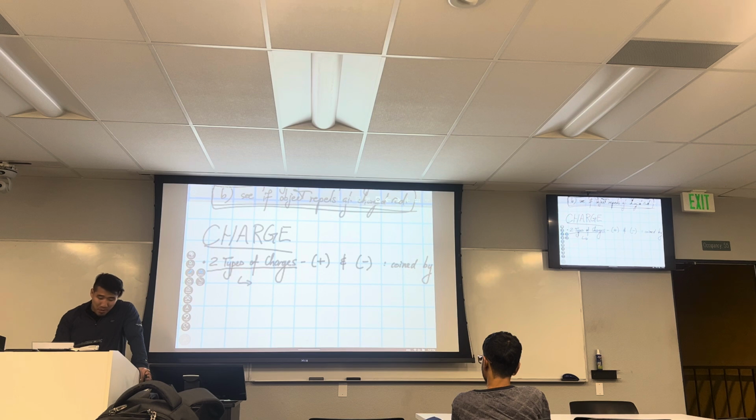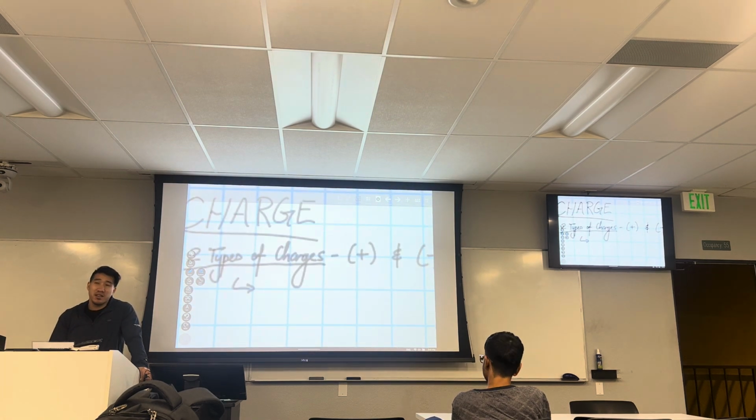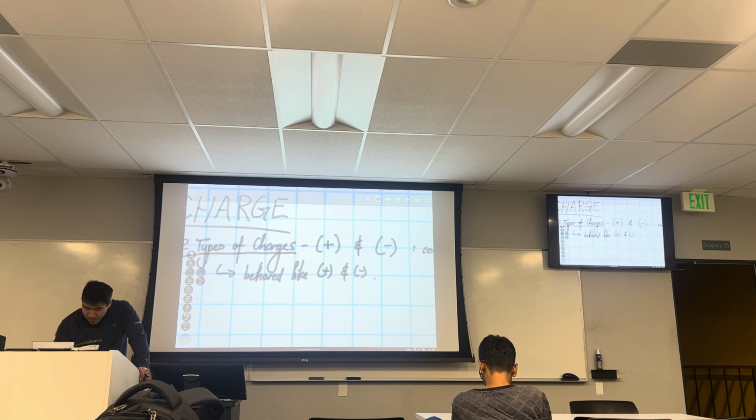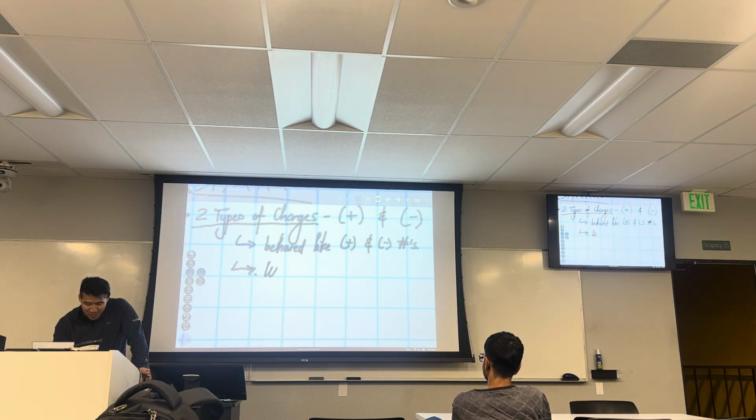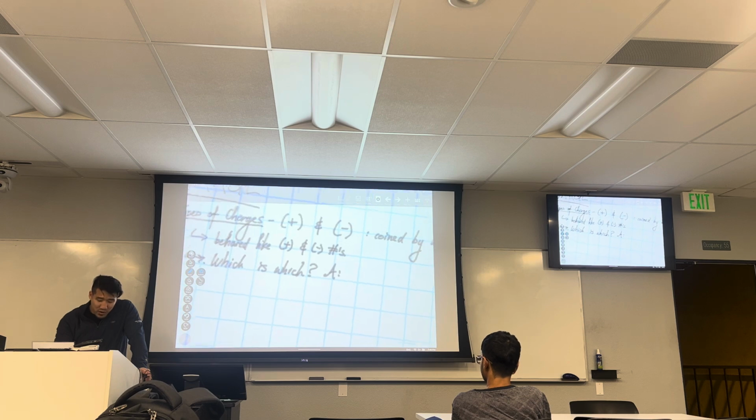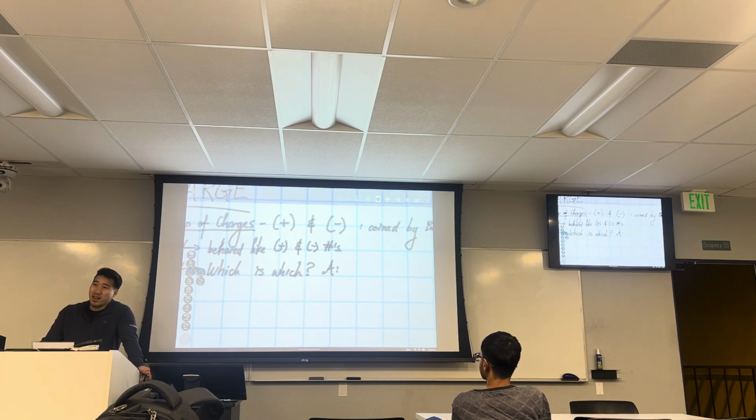Benjamin Franklin called it positive and negative because he saw that it behaved like positive and negative numbers. However, this should lead you to a question: plastic and glass, which one is positive and which one is negative? You're right, I don't know either. So the question is, which is which? And the answer is, there is no fundamental reason why the positive was called positive and the negative was called negative. Ultimately, it was convention.